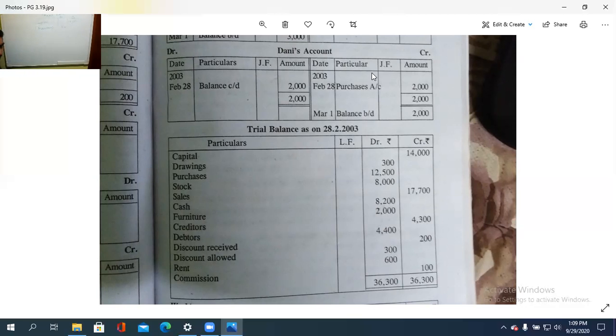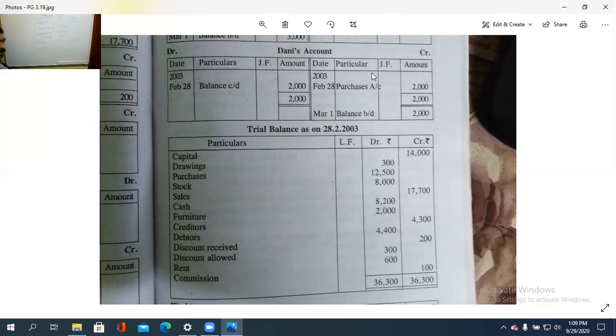Then purchases. It is also an expense, so it comes on the debit side. Then stock, only one item, isn't it? So 8,000, that is also coming on the debit side. Sales, it is an income or revenue generated, so it comes on the credit side. So how much? 17,700.